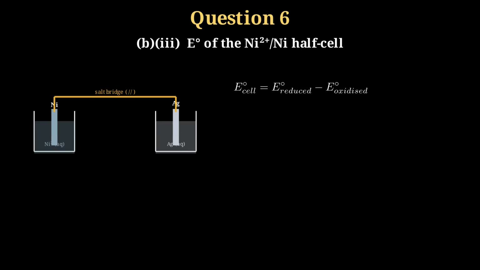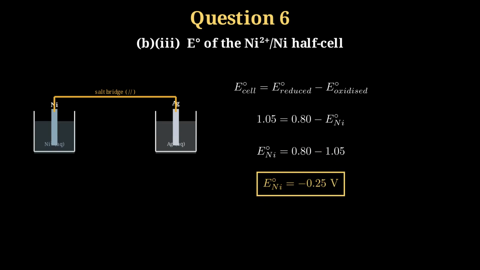Part 3. Find the standard electrode potential of the nickel half cell. The cell EMF equals the E of the electrode being reduced, silver, minus the E of the one being oxidized, nickel. Substitute what we know. The cell is plus 1.05, and silver is plus 0.80. So, 1.05 equals 0.80 minus E of nickel. We rearrange for E of nickel. It's 0.80 minus 1.05, and that gives minus 0.25 volts.